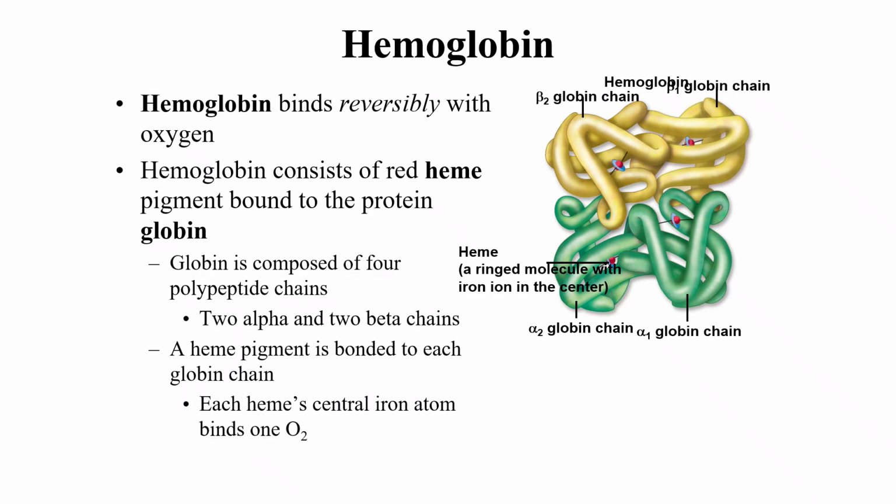Now, when we look at the components of hemoglobin, hemoglobin consists of a red heme pigment, which gives it the reddish color that we see, bound to the protein globin. Globin is composed of 4 polypeptide chains. There are 2 alpha chains and 2 beta chains, as reflected on your screen. A heme pigment is bonded to each globin chain, and within each heme pigment, you're going to see an iron atom that has the ability to bind to 1 oxygen molecule.